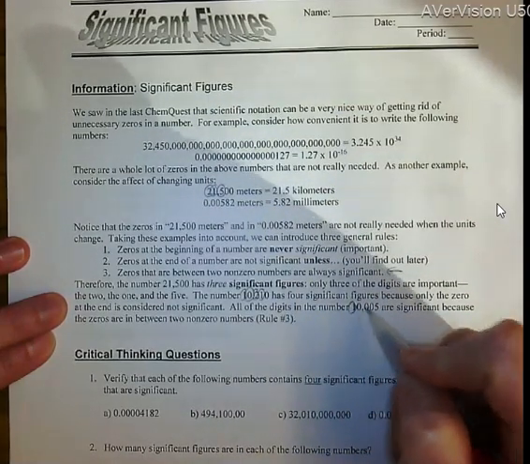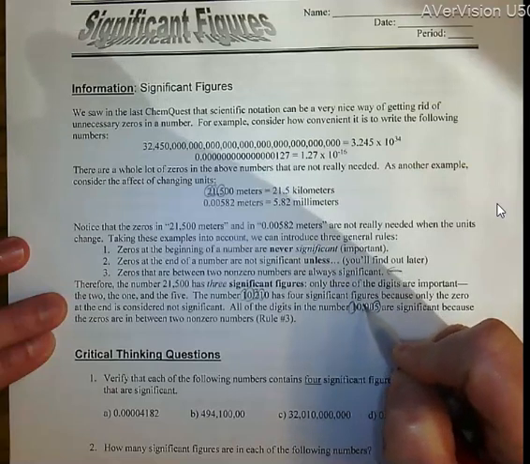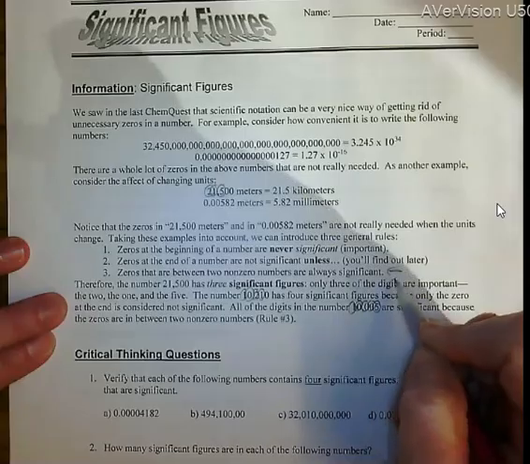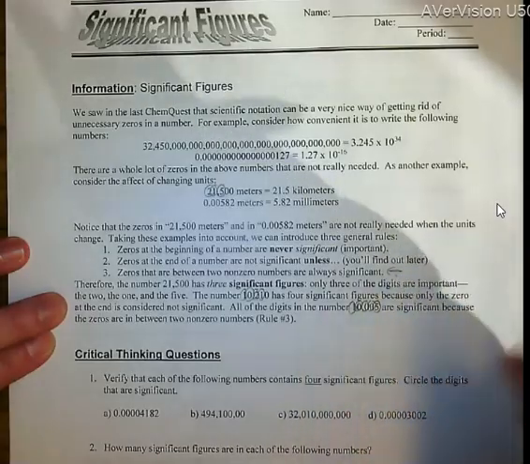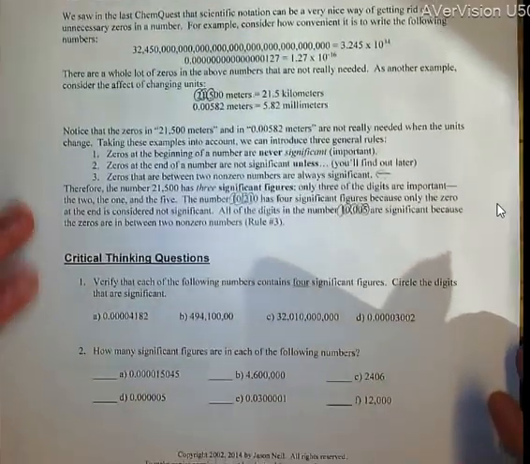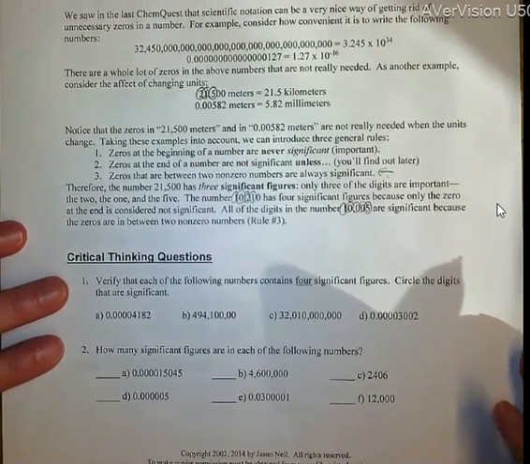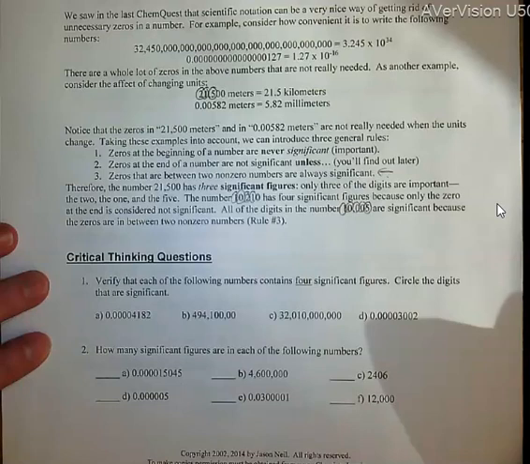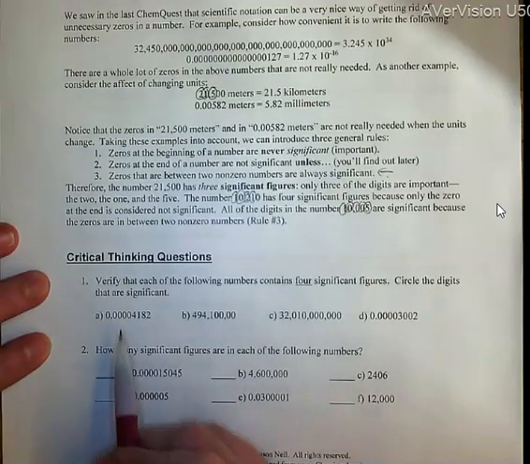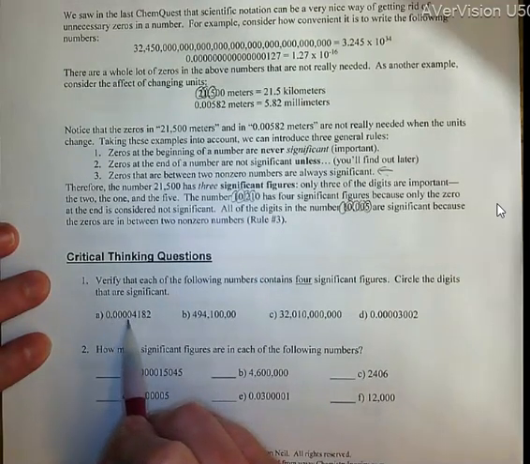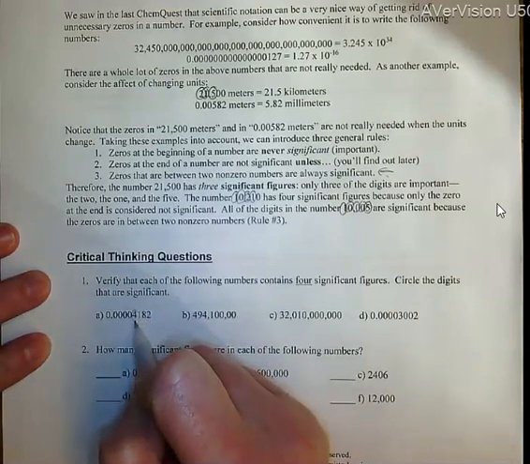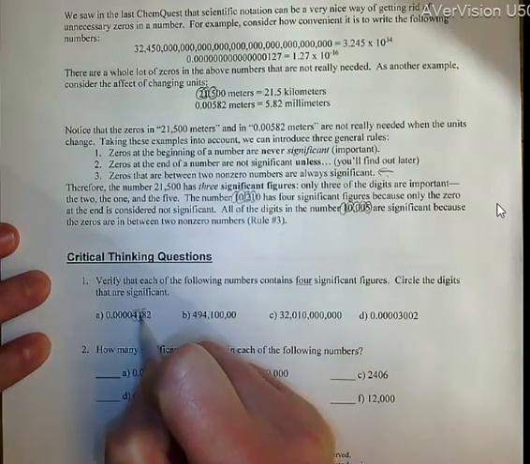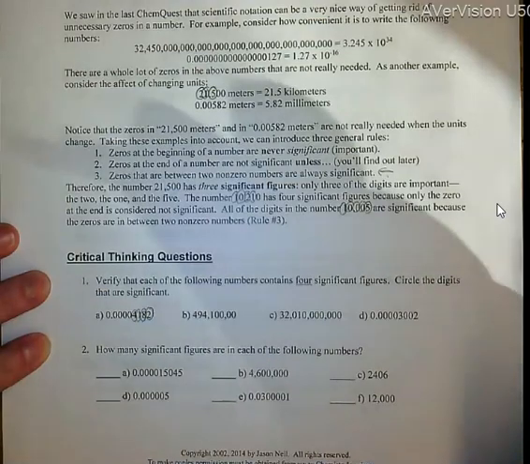This is the same way the 1 and the 5 are significant. And then all three of these zeros, because they're between numbers that are not 0 because of rule number 3, are also significant. Verify that each of the following numbers contains four significant figures. Circle the digits that are significant. So these are all placeholders, so these are not significant. So the 4, the 1, the 8, the 2, those are my four significant figures in this one.